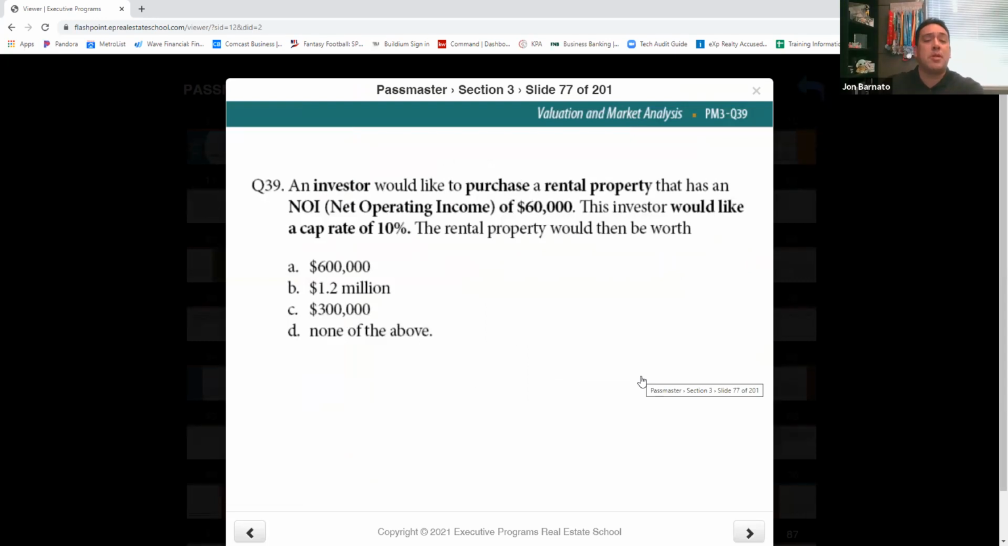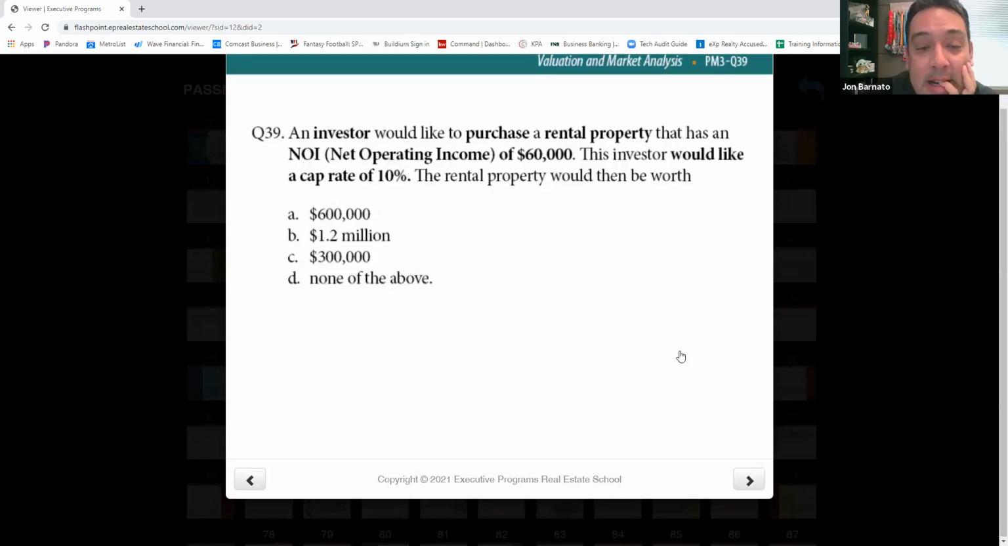An investor would like to purchase a rental property that has an NOI of 60,000. The investor would like to have a cap rate of 10%. The rental property is worth what? This is a good example of how investors invest. If I want to buy a property, I generally want a certain amount of return. When I invest in rentals, I want between a 10 and 12% return. I take that return and price the property, and that's what I'll offer. So 600,000, A. Correct.